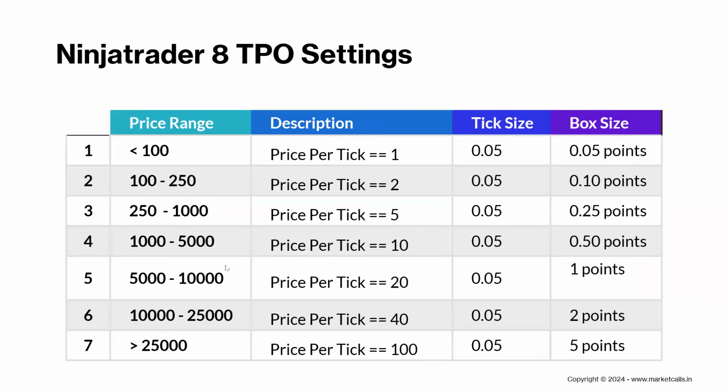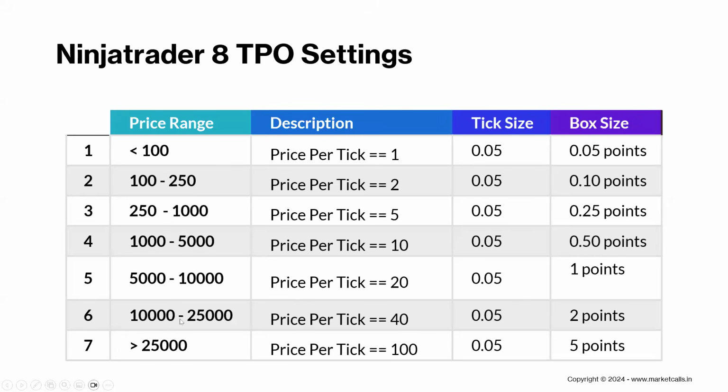So here are the NinjaTrader 8 TPO settings. Typically these are the software settings. I'll keep doing it in my tool. I'll be using optimal TPOs. So we have to set the TPO size basically. This TPO size I'll set based upon the different trading instrument. I'll be using different TPO settings.